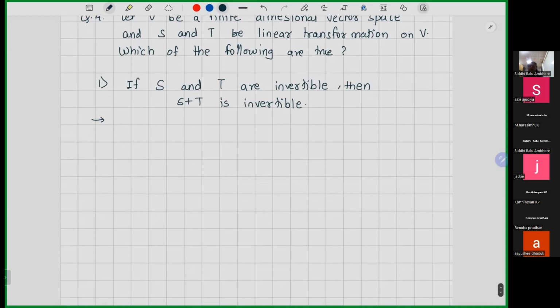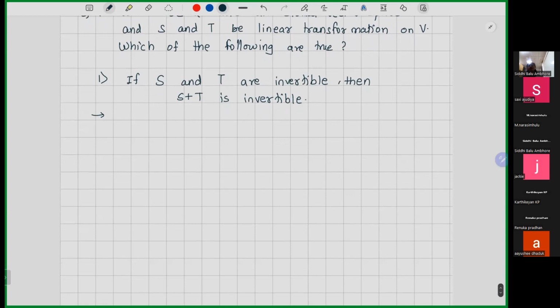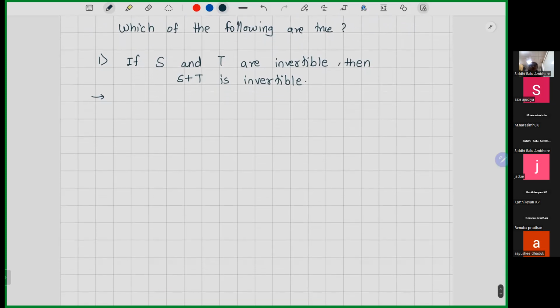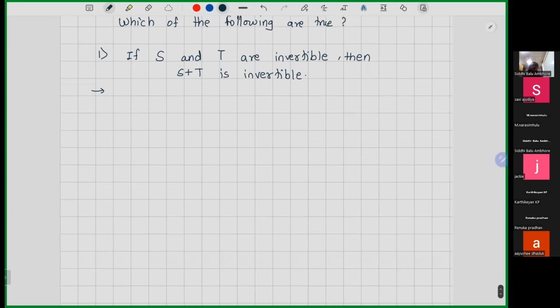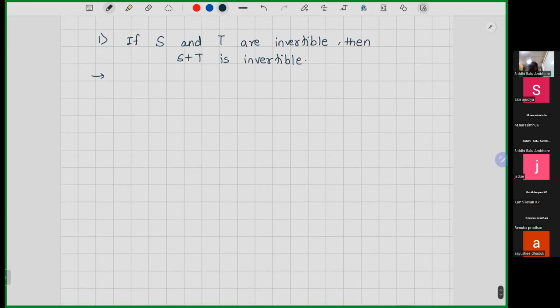What is your guess? S and T are invertible linear transformations. We need to check or guess whether S plus T is an invertible linear transformation or not. So what is your guess? Any guesses? So, I guess there are no guesses.